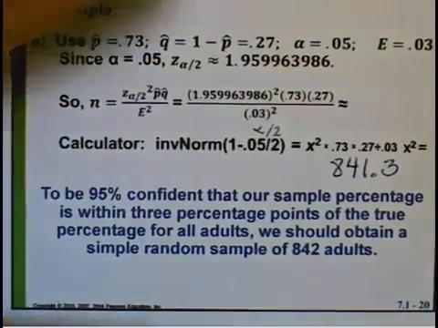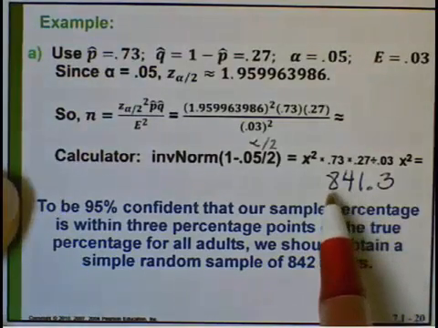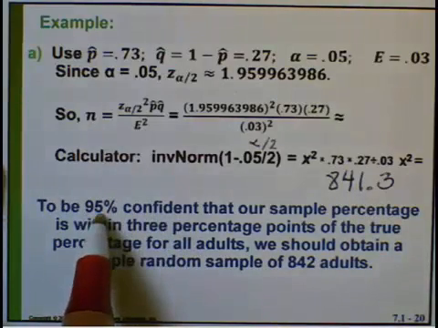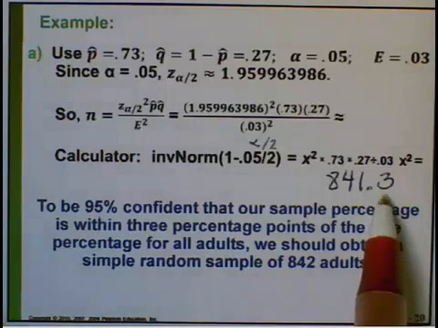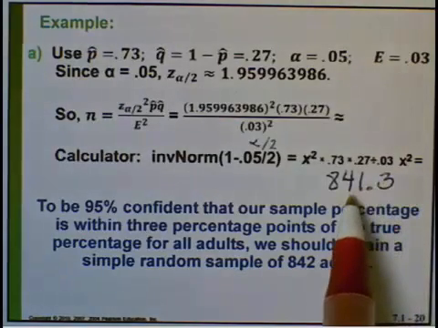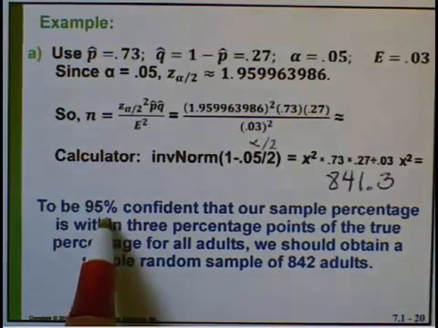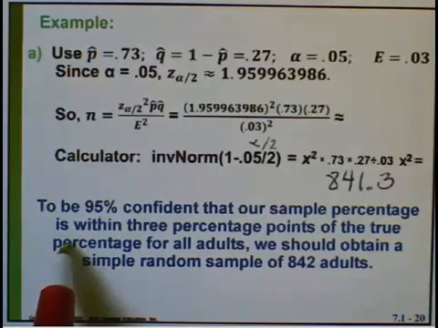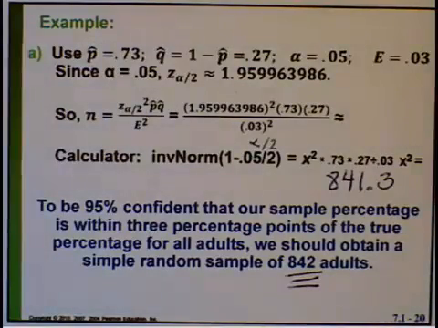But remember our rounding rule for the sample size formulas. If I only interview 841 people, I'm going to be a little bit shy of my 95% confidence level. So no matter what is in the tenths place, when I use one of these sample size formulas, I'm always going to round up to the next integer to make sure that I achieve the amount of confidence that I wanted to have. To be 95% confident that our sample percentage is within 3 percentage points of the true percentage for all adults, we should obtain a simple random sample of 842 adults.